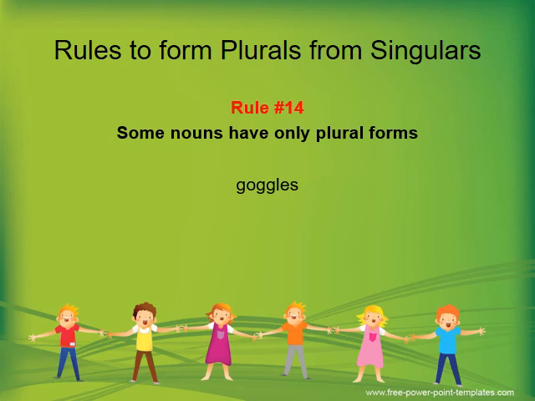In the same way, pliers, spectacles, pants, and there are several other nouns which have only plural forms like binoculars, pincers, scissors, sunglasses, tongs, pajamas, shorts, trousers, etc.